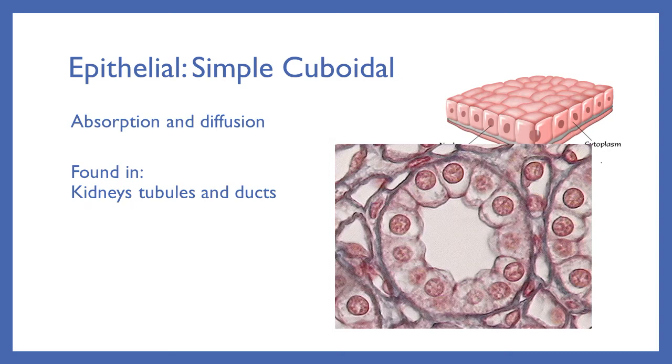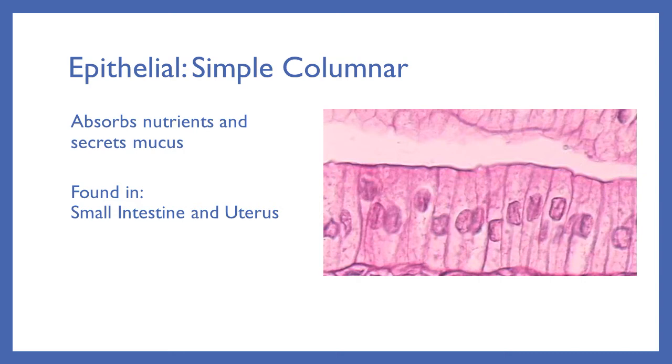Maybe we want to have some absorption and diffusion, but make it a little more difficult. Maybe we don't want as much to absorb back through it. Let's use simple cuboidal then. They're still a single layer, but they're a little bit thicker than the squamous, so they're going to have more control over what comes in and out. We find these in our kidney tubules. Simple columnar is a single layer of column-shaped cells. These are there to absorb nutrients and to secrete mucus. We find them in the small intestine and the uterus.